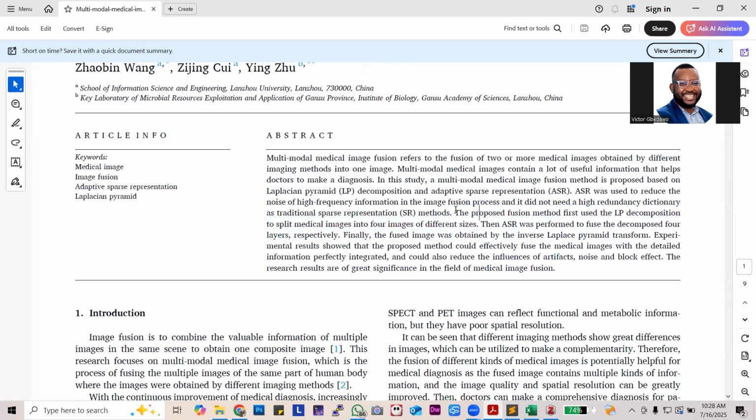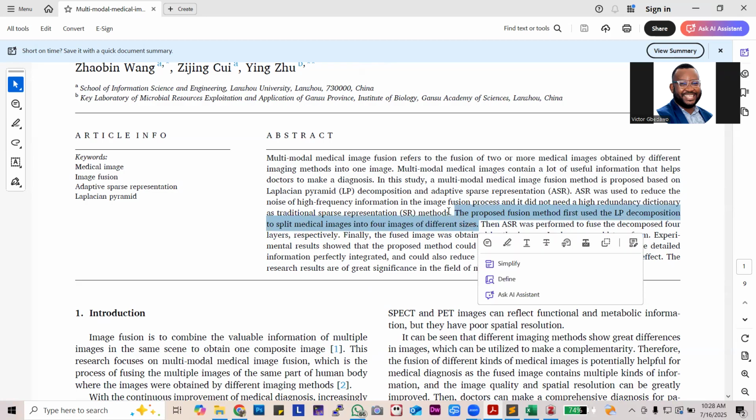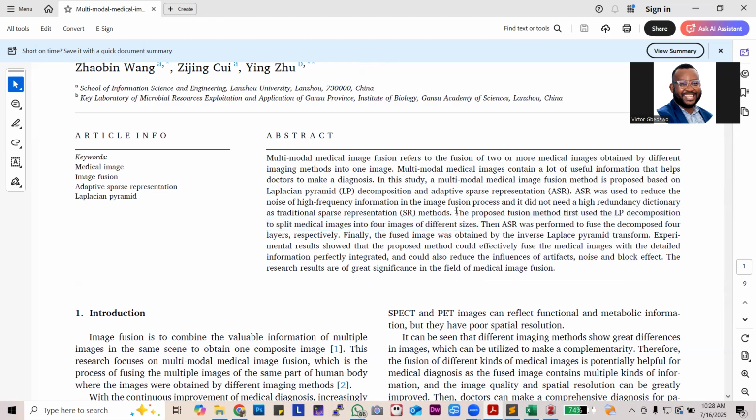So in your case, you are doing development. You mentioned the kind of operation that you have, the solution you have been able to develop. And finally, the fused image was obtained. So this is telling us what the result is. So these are the results. And it goes further to say, experimental results show that the proposed method could effectively fuse the medical images with detailed information. So now this is what he's saying.